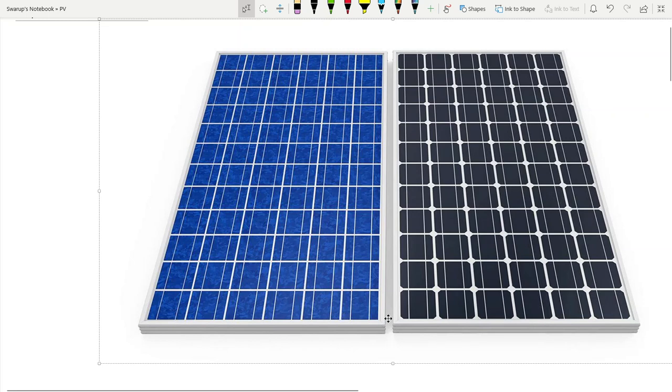And if you look carefully, there is one more observation here. In this single crystalline panel, take this green one, each cell has a cut, right? They are not perfect rectangles. You can see there is a cut here. Whereas in the polycrystalline one, you can see they are perfect squares, or perfect rectangles, whatever. There is no cut in the corner.